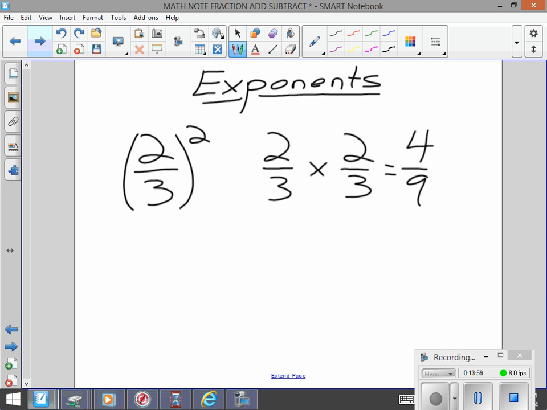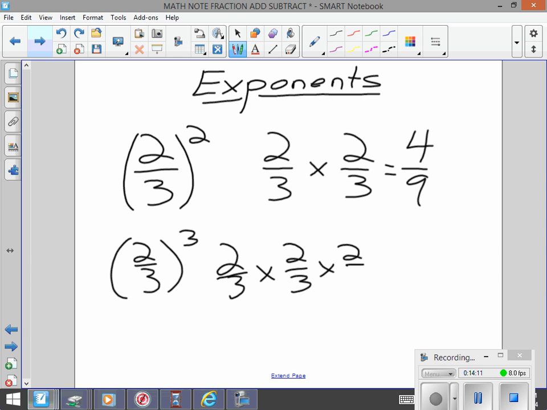And whatever that power is, that's how many times you're going to do it. If we had 2/3 to the power of 3, we would just have 2/3 times 2/3 times 2/3. You just do that in steps. I already know it's 4/9 for the first one, right? That would be 4/9 right there. But then we have another one times 2/3. Okay, and that would be 8 over 27. All right. So you just times it, whatever the number is.